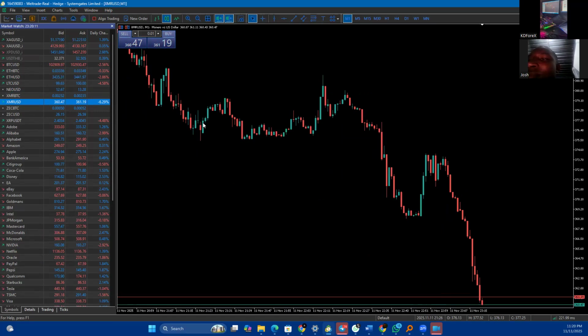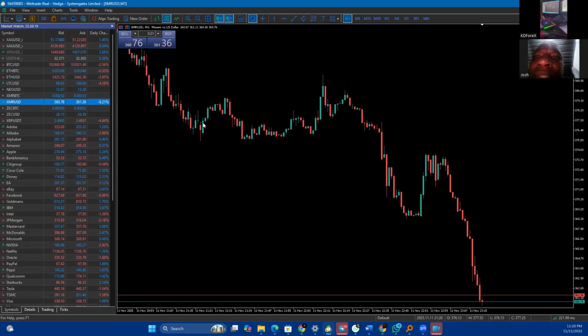Okay. This one seems to be okay as well. Yeah, this is good. The spread is okay. So when it comes to trading these currencies on the pro account, these are the only assets which I can trade.